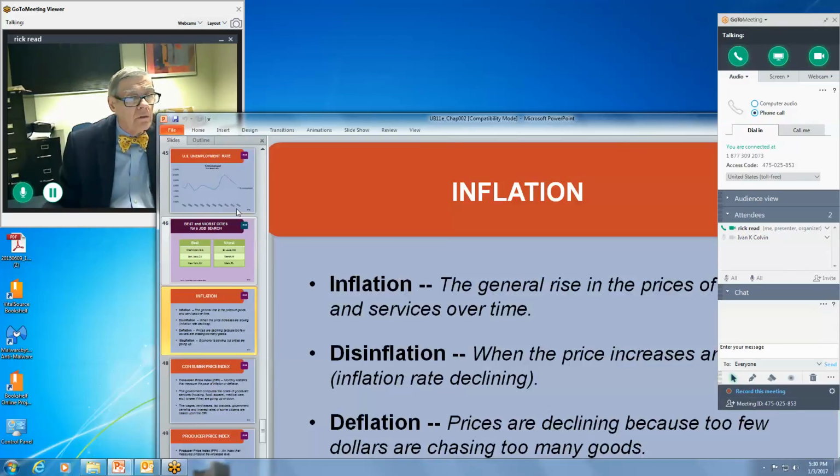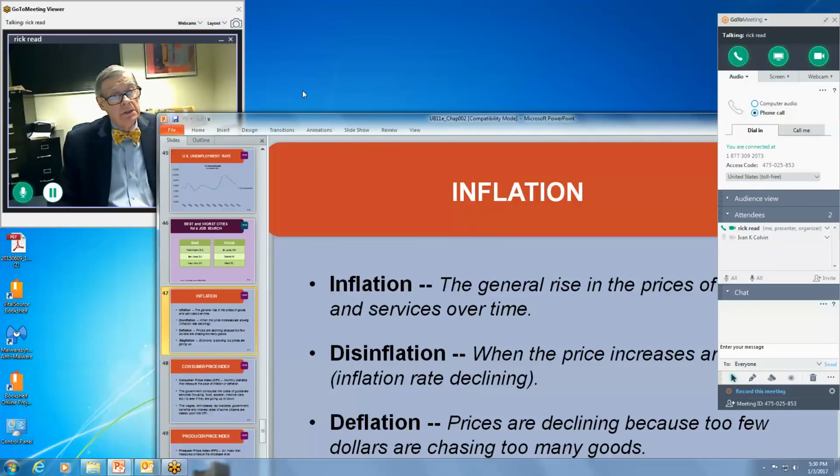We have some other things we have to worry about: inflation, disinflation, and deflation. Inflation is just a general rise of prices over a given period. Disinflation is when prices increase, but inflation itself is declining. And then deflation, prices are declining because there's too few dollars chasing too many goods.